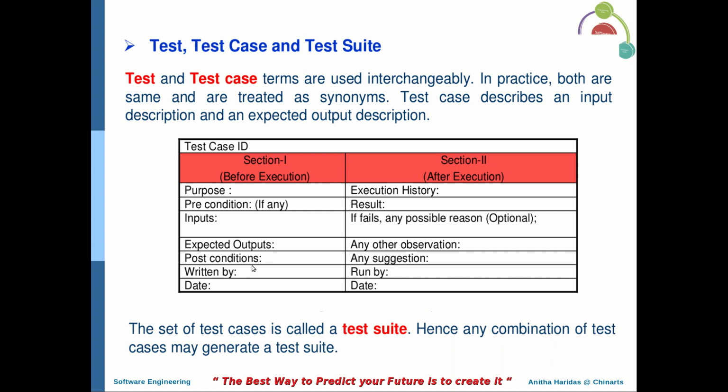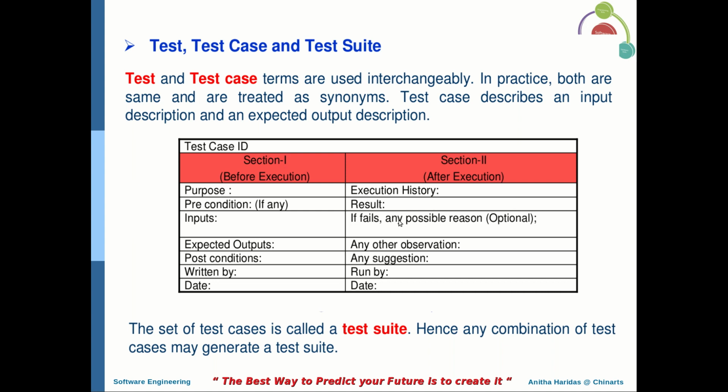And who is responsible for writing this particular test case? Anyone from the team will be representing this particular test case. Then on which date, that should also be mentioned. So once the test case is specified here, after execution you are going to specify the conditions here. What is the execution history, whether you have any errors generated, all those kinds of information must be mentioned here, and the result must be mentioned here.